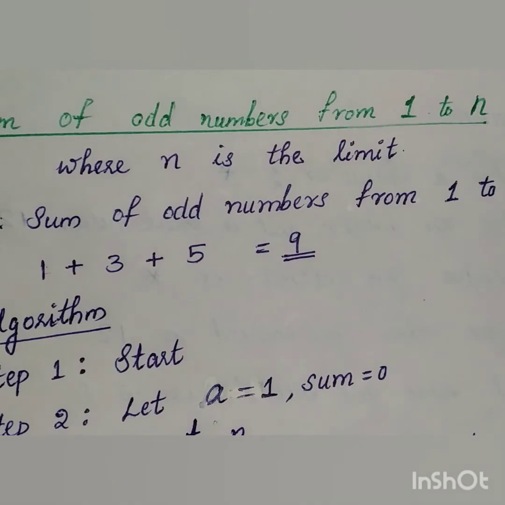So how to write its algorithm? What will be the input here? The input is the limit value itself. That means the ending value or the value of n itself. So if we know the value of n, we can easily find out the sum of odd numbers from 1 to n.